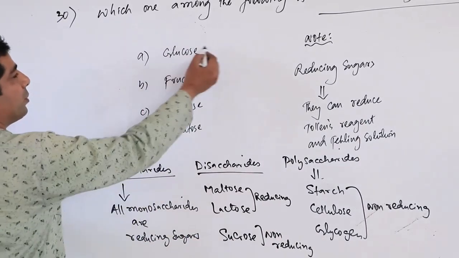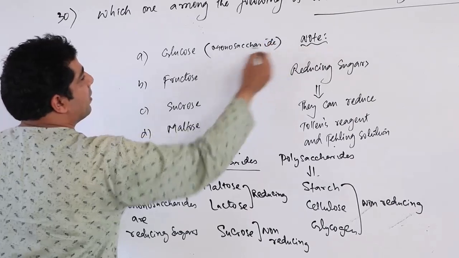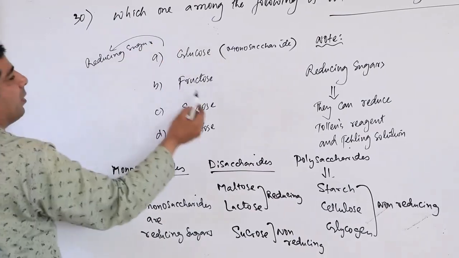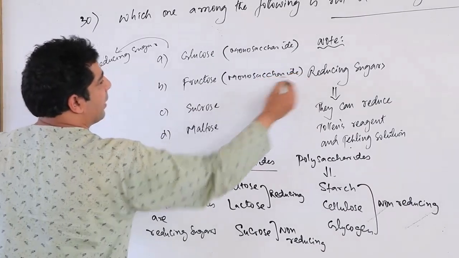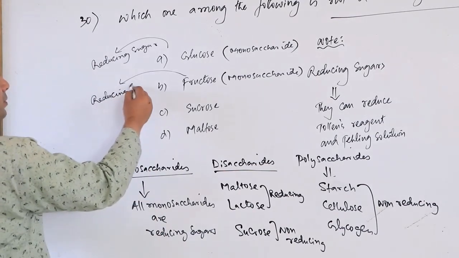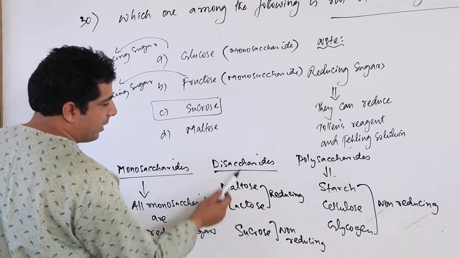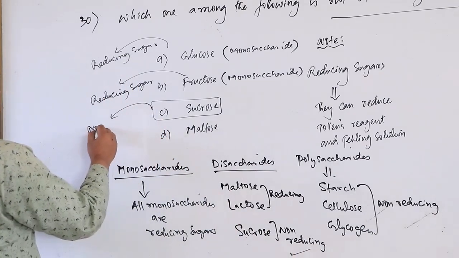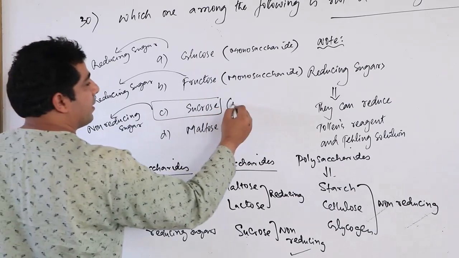So my dear friends, glucose is a monosaccharide, so it is a reducing sugar. Fructose is also a monosaccharide. Correct? It's also a reducing sugar, because all monosaccharides are reducing sugars. If you look at sucrose molecule now here, sucrose molecule is basically a disaccharide, and it's non-reducing. So it's a non-reducing sugar and it's a disaccharide.